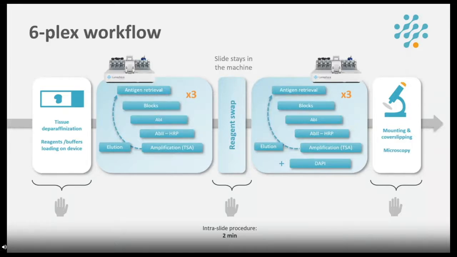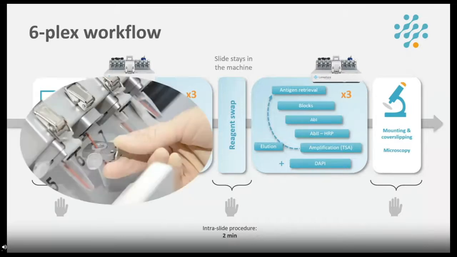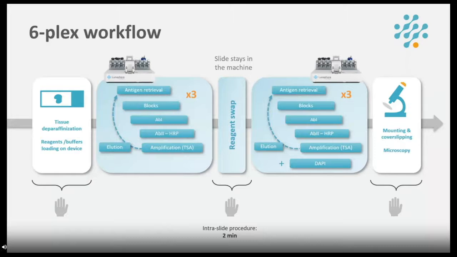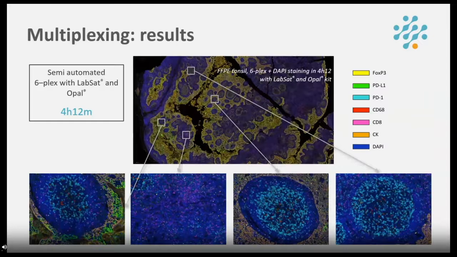Then, due to the limited number of reservoirs, a user intervention is required, made possible by a pause in the protocol, in order to load the reagents needed for the last 3 cycles. After that, the protocol can be resumed and finished. Finally, the slide can be retrieved at the end of the protocol, mounted and imaged. The final result is a semi-automated 6-plex plus counterstaining that can be achieved in 4 hours and 12 minutes. The full assay showed adequate marker detection compared to the single-plex optimization.